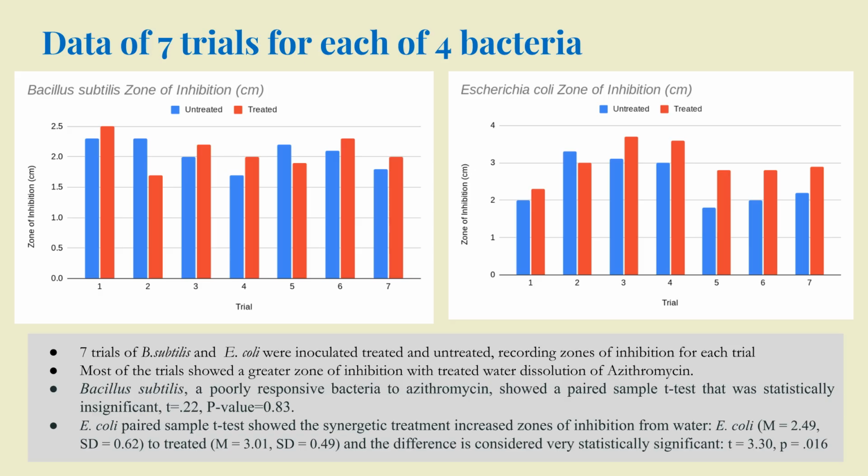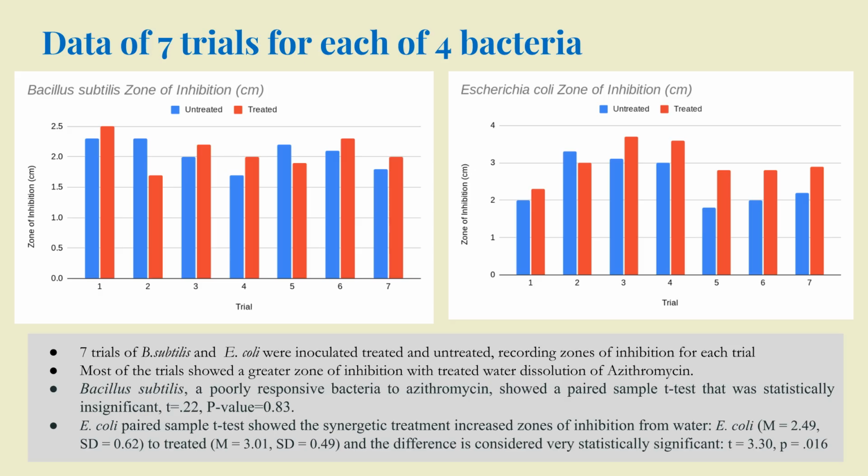After conducting 7 trials for the 4 bacteria, Bacillus subtilis, a poorly responsive bacteria to azithromycin, showed a paired sample t-test that was statistically insignificant, with a t of 0.22 and a p-value of 0.83. Whereas the bacteria on the right, E. coli, after comparing treated to untreated values, had a statistically significant increase with a t of 3.3 and a p-value of 0.016.